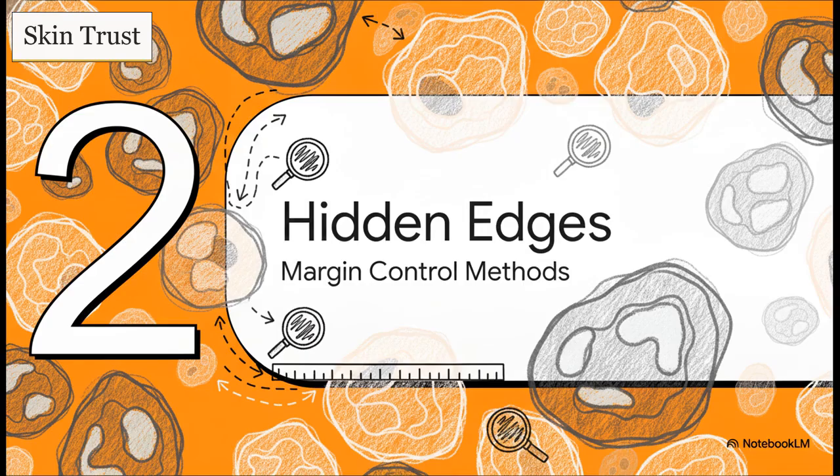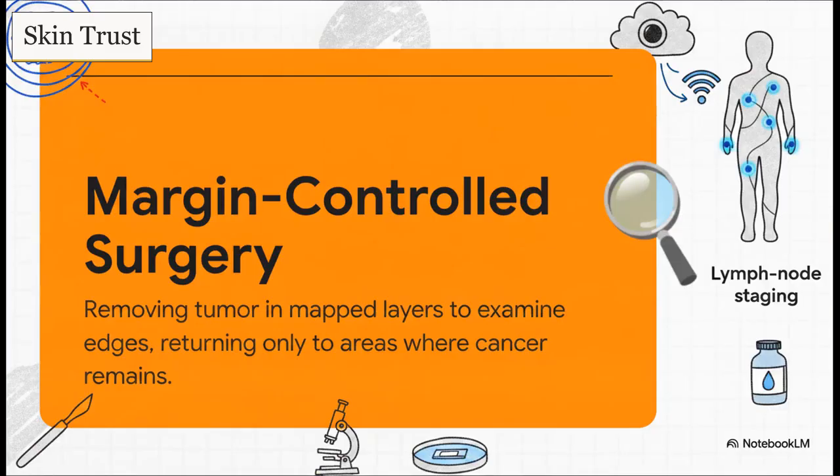For a lot of these uncommon tumors, the visible edge simply does not match the microscopic edge. And that's exactly where margin-controlled surgery, like Mohs, comes in. It's about removing a tumor in mapped layers to examine both the outer and deep edges. If cancer remains, the surgeon goes back only to the exact areas where it's still there, instead of just carving out another full ring of normal tissue.